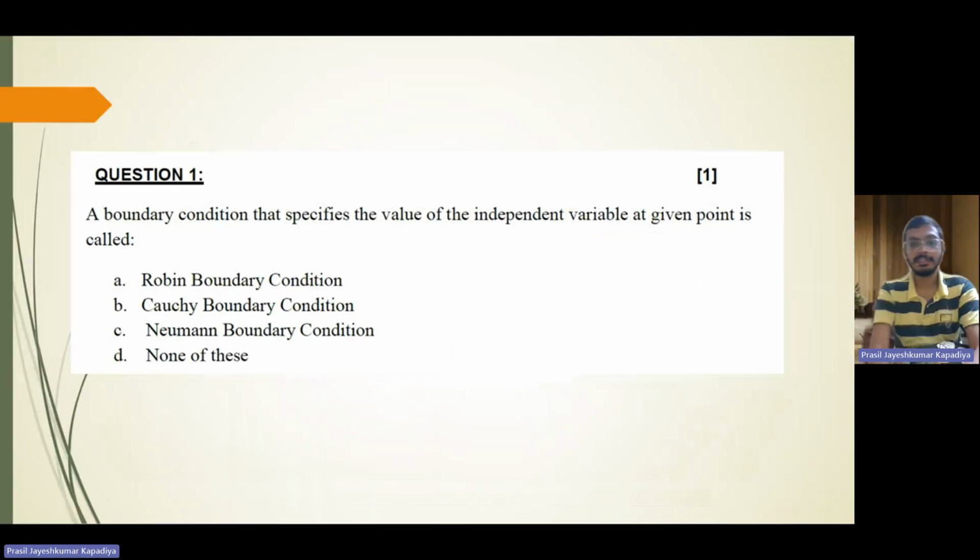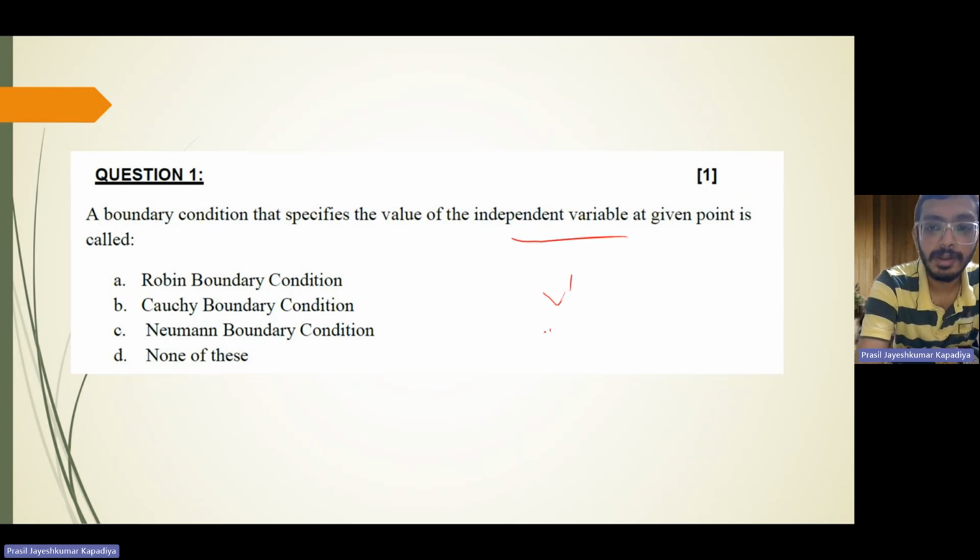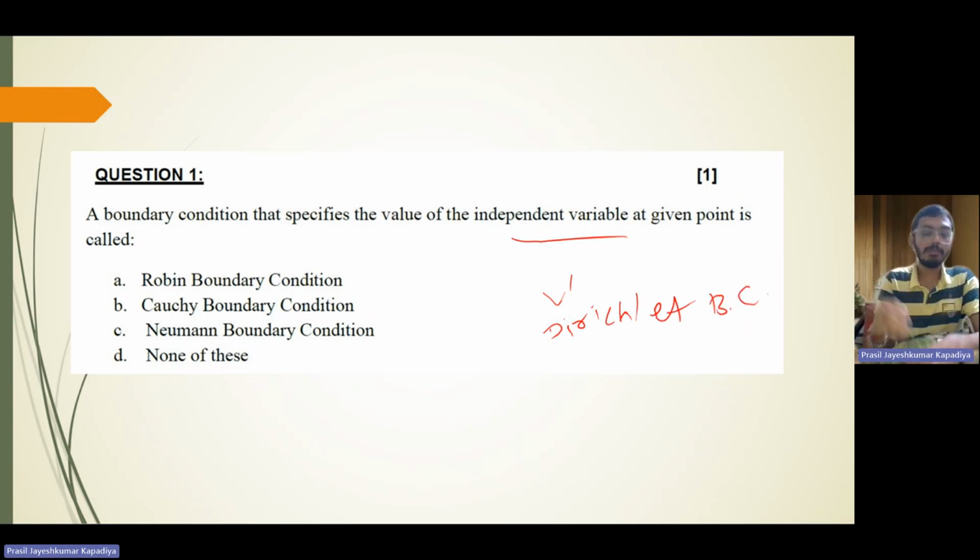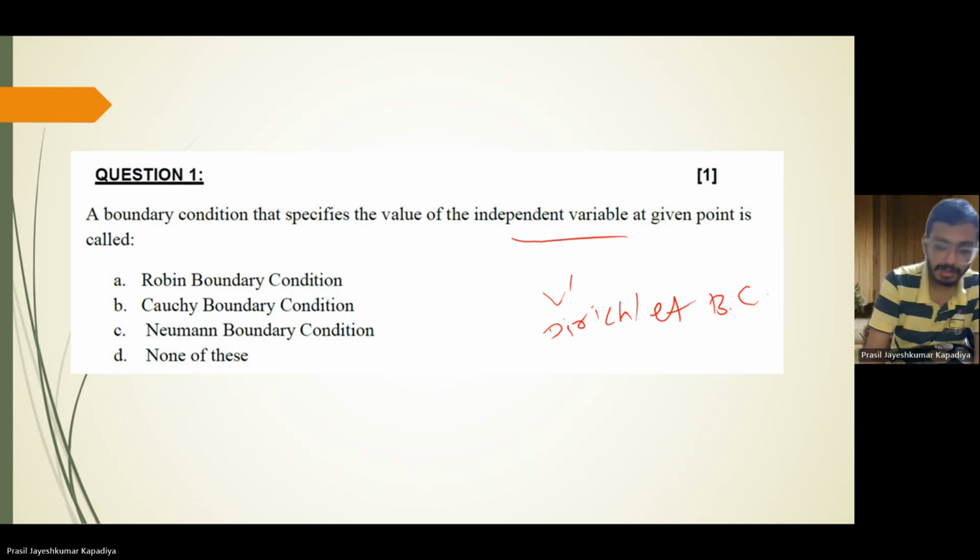So let's take our problem. A boundary condition that specifies the value of the dependent variable at a given point is called Dirichlet boundary condition. So what is given in the options? Robin mixed is a combination of Dirichlet and Neumann. Cauchy is for initial value problems. Neumann is only the derivative. So there is no option of Dirichlet, and the correct answer is D, none of these. I hope this part is clear for everyone.